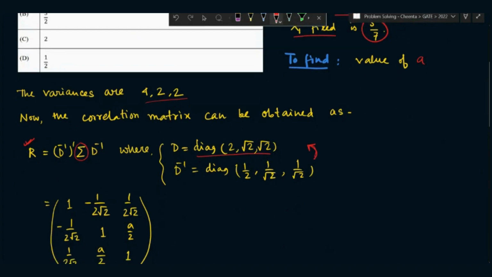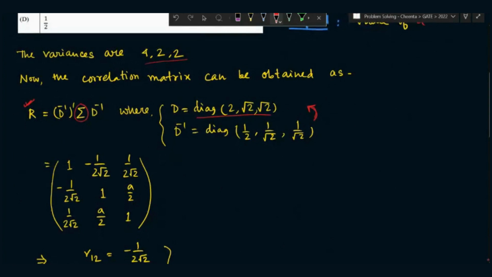So the correlation matrix is obtained with diagonal elements 1, and these elements are minus 1/root 2, 1/root 2, and A/2, and this is a symmetric matrix. So accordingly the other elements will be placed.